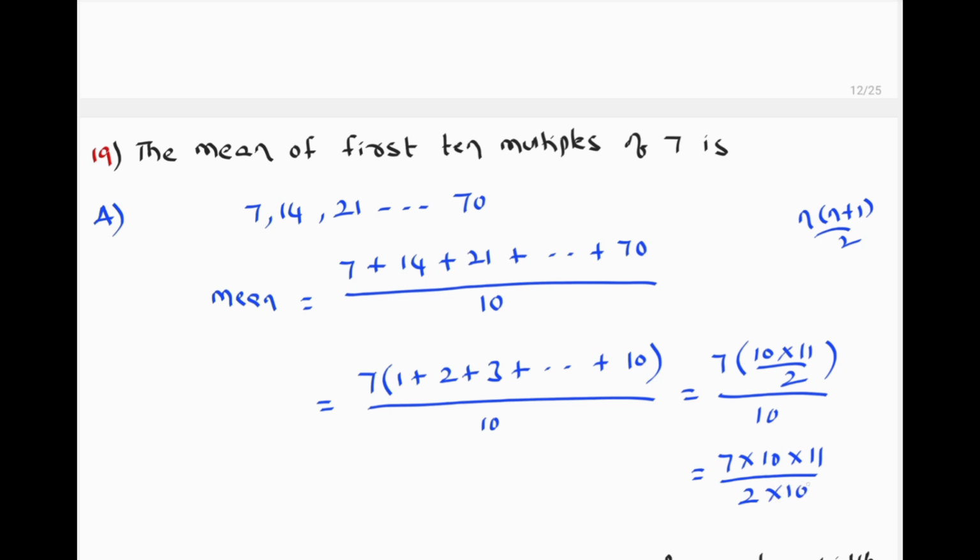On cancellation, 10 gets cancelled. So we get 77 by 2. Therefore the mean will be 38.5. That is the answer.